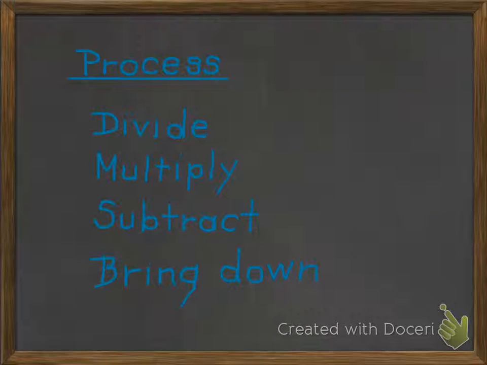Okay, so what is the process of dividing a polynomial by another polynomial? It's the same process that we use for long division of real numbers. Divide first, then multiply, then subtract, then bring down. You remember those steps, it will keep you from getting lost in the process.